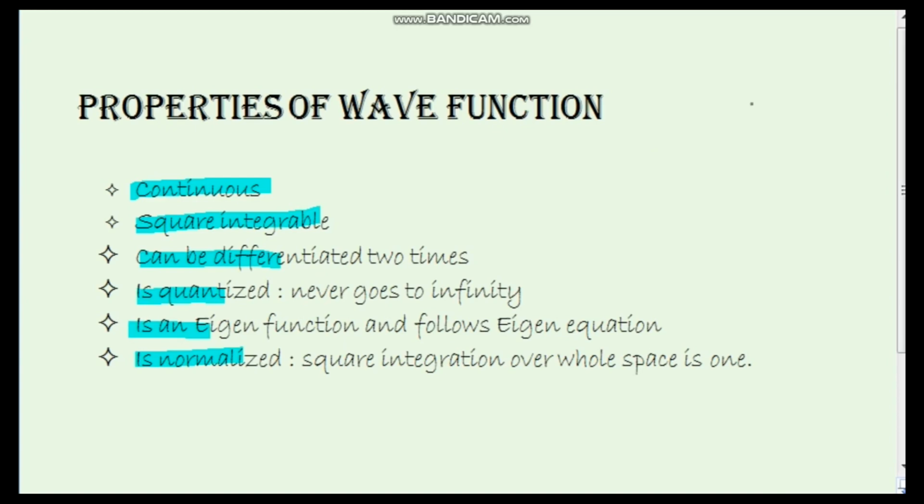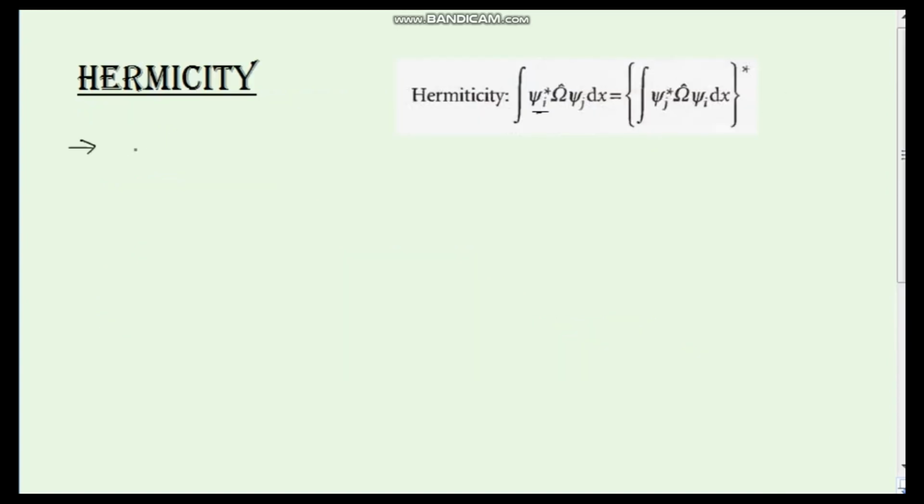So let's start with Hermiticity. One thing is that it always gives a real value. A Hermitian operator, we are talking about properties of operators, you see. So an operator which is Hermitian will always give you a real value. Suppose there is a Hermitian operator such as the Hamiltonian, when it operates on a wave function such as psi, the value of the observable, that means for the Hamiltonian it is energy, so the value of energy will be real.